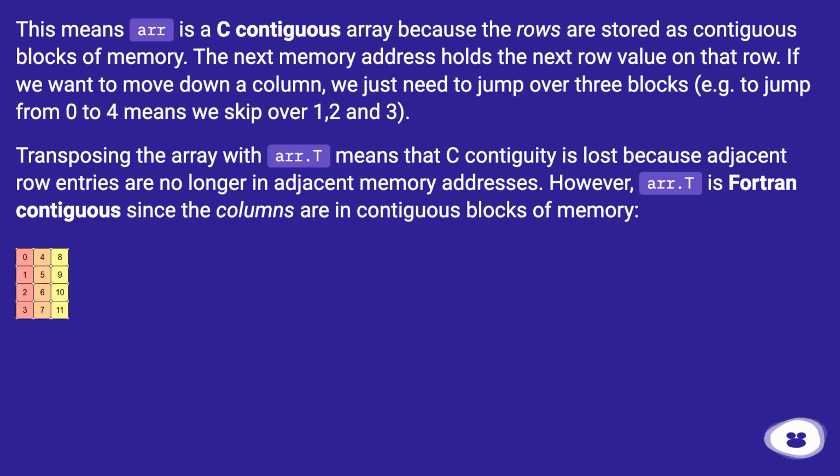Transposing the array with R.T means that C contiguity is lost because adjacent row entries are no longer in adjacent memory addresses. However, R.T is Fortran contiguous since the columns are in contiguous blocks of memory.